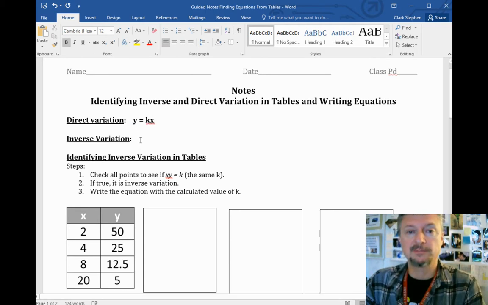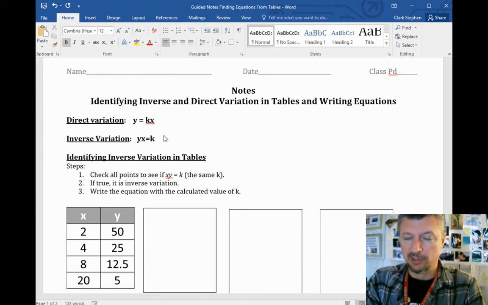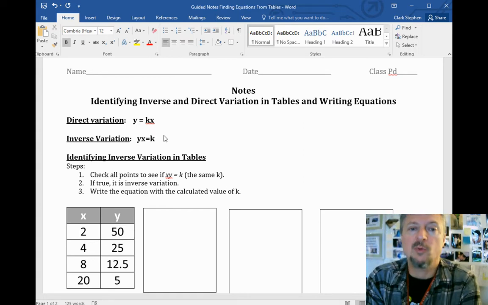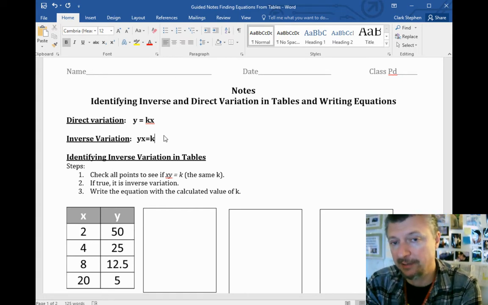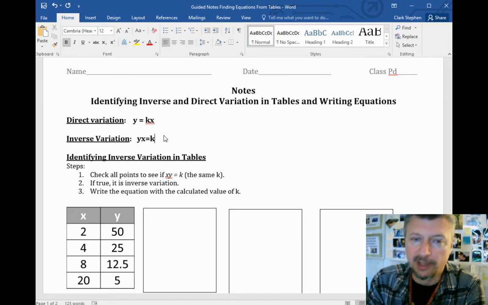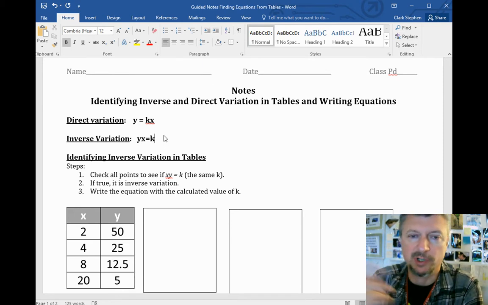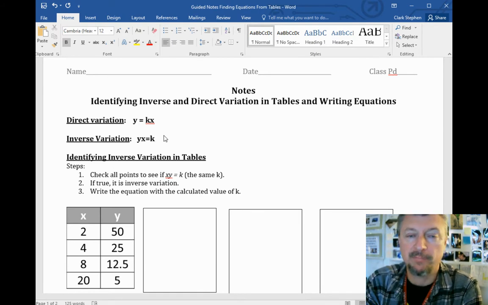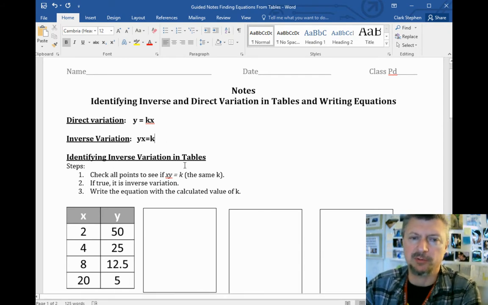Inverse variation, the way I like to write it is yx equals k. All right. So on that one, when you multiply y times x, you're going to get a number. So it's like y times x is 50 or y times x equals 100. So the first one I'm going to go over is inverse variation, because this one's the easiest one, I think, to figure out in these tables.